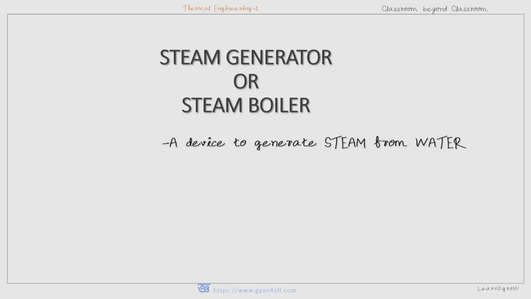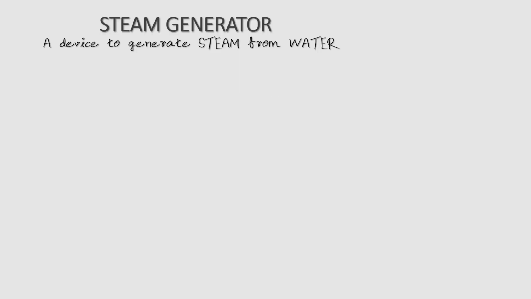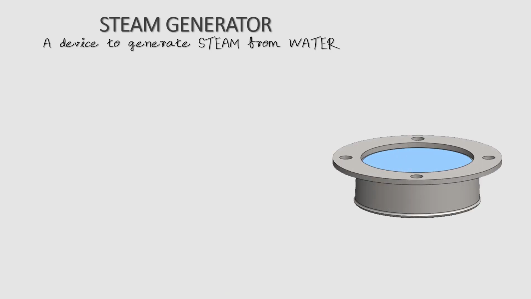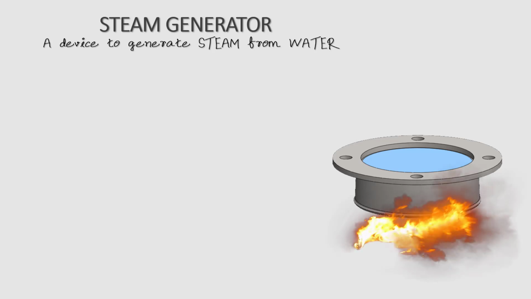Steam generator or steam boiler. So steam generator is a device to generate steam from water. Let us consider the formation of steam at atmospheric pressure. If we heat some water in an open container, the water vapor will start forming, and the vapor will escape to the atmosphere.